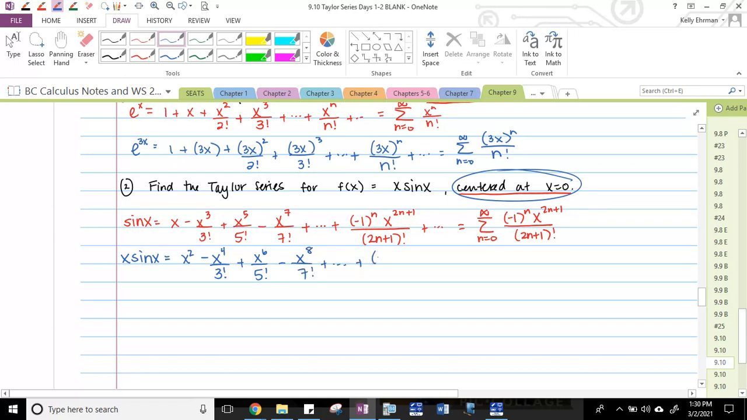So how would that change the general term? When you multiply by x, you're multiplying by x to the 1st. So when you add those exponents together, it's x to the 2n plus 2. But the denominator is still an odd factorial, 2n plus 1 factorial.